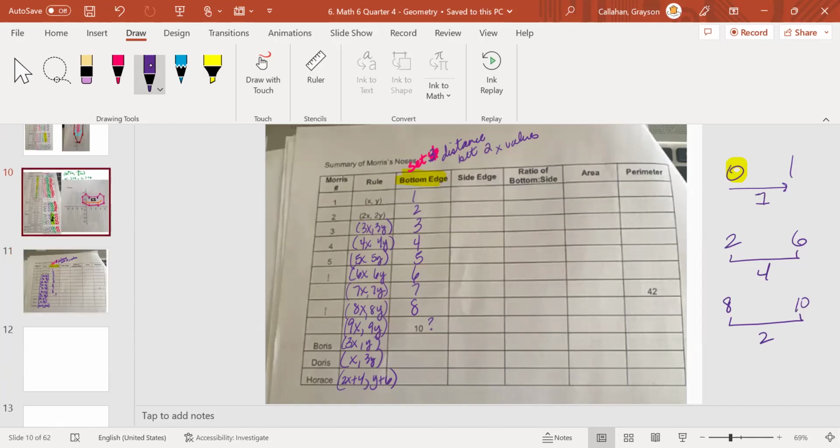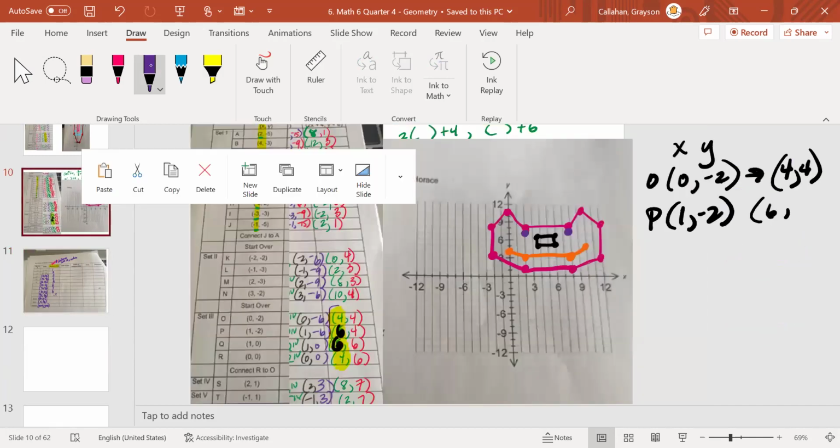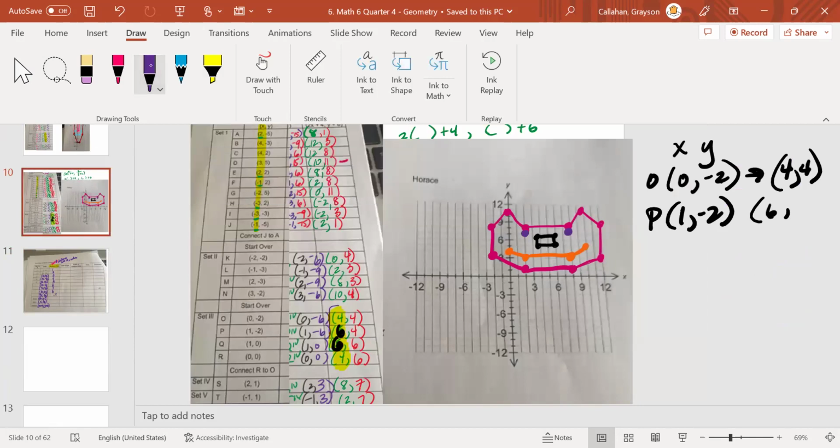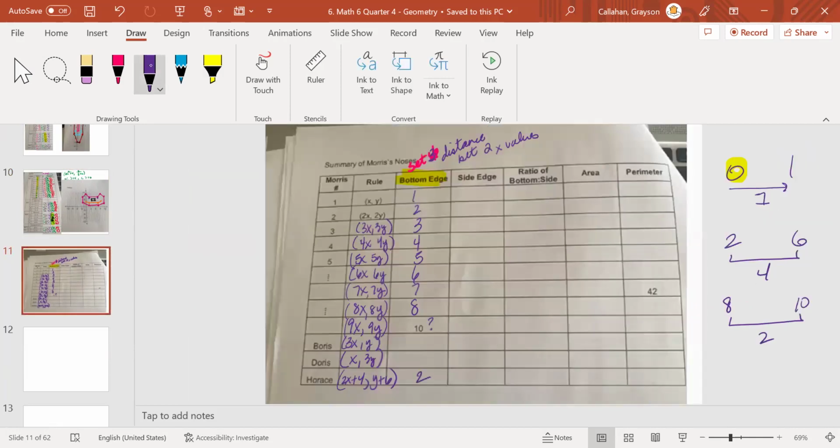So this right here is Horace. Look over here: 4, 6, 6, 4. What's the difference? 4 to 6, what's the difference, or the distance? You just subtract it. So right here on Horace, you put 2.